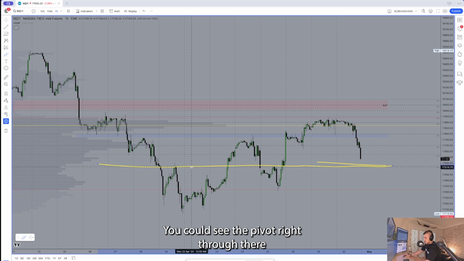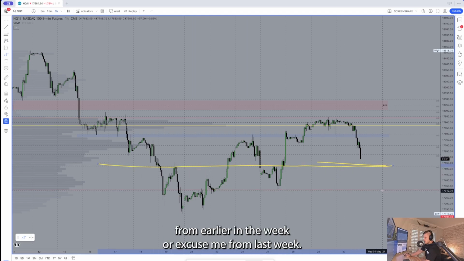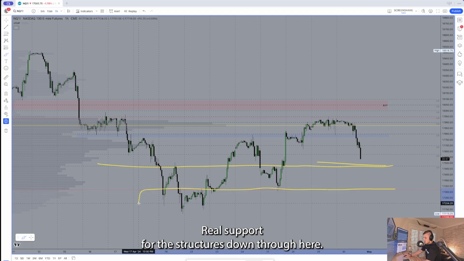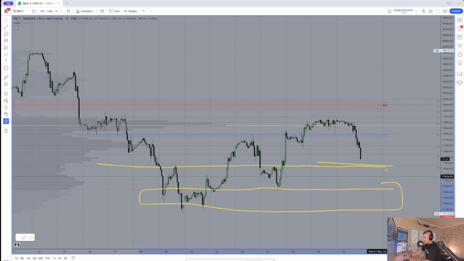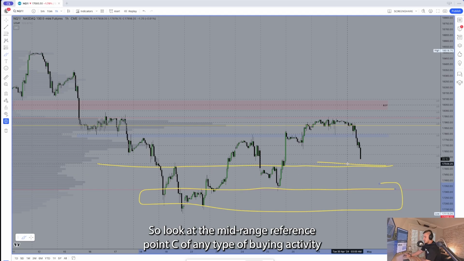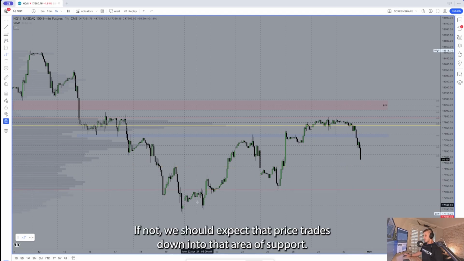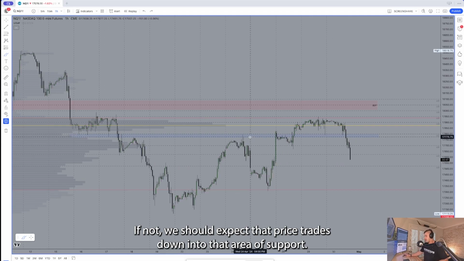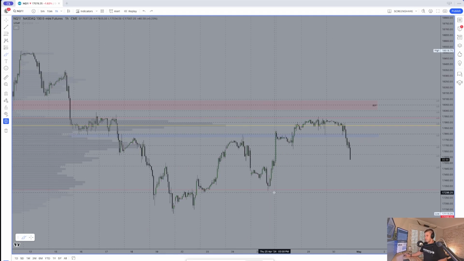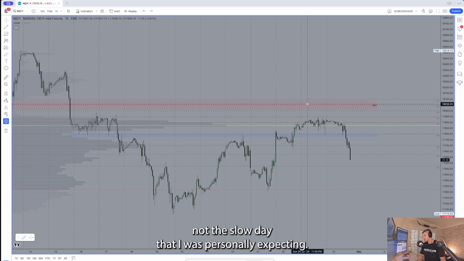You could see the pivot right through there from earlier in the week, or excuse me, from last week. Real support for this structure is down through here. So look at the mid-range reference point, see if any type of buying activity is seen there. If not, we should expect that price trades down into that area of support. So that's about it for ES and NQ. Not the slow day that I was personally expecting. Got some pretty good action today.